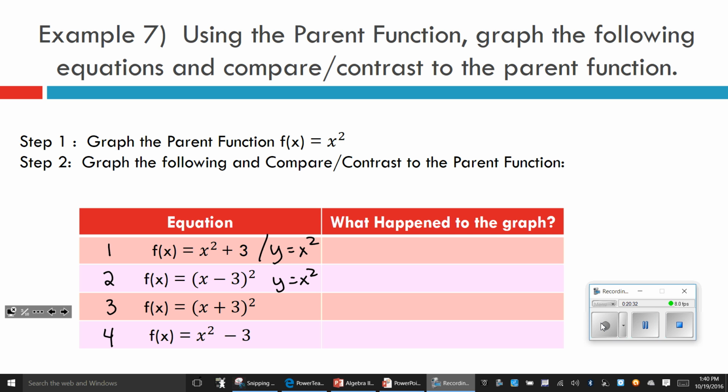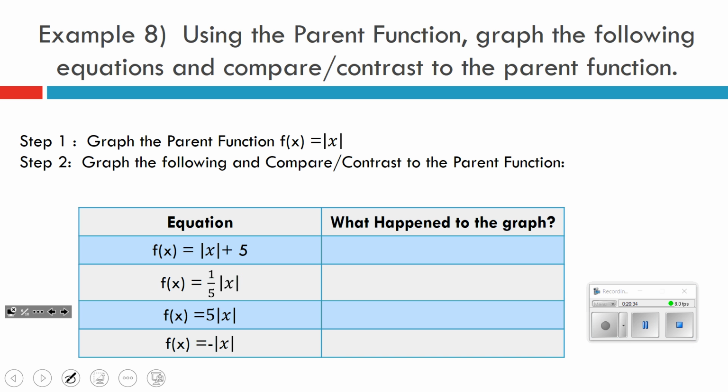All right, let's do one more. It's the last example for today. So this time I want you to graph the parent function y equals the absolute value of x. So what shape will it be? It's going to be a V. And so I want you to take each one of those and graph them and tell me what happens to it.